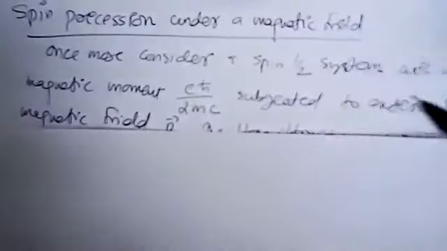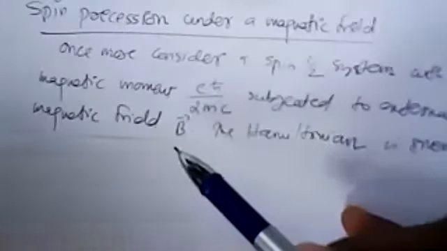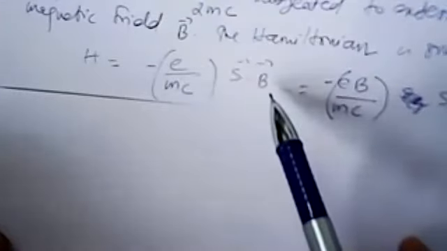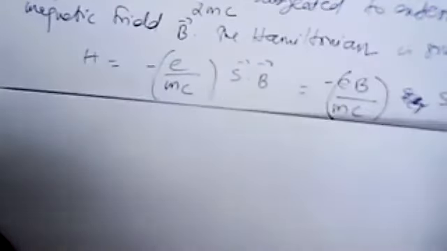experiment. For that, we again consider the spin half system whose magnetic moment is eh cross by 2mc and is subjected to external magnetic field B in the Z direction. Okay. Then the Hamiltonian is, we have already written the same equation, minus e by mc into S dot B. Okay, spin vector dot magnetic field. This is the magnetic Hamiltonian corresponding to this magnetic moment.